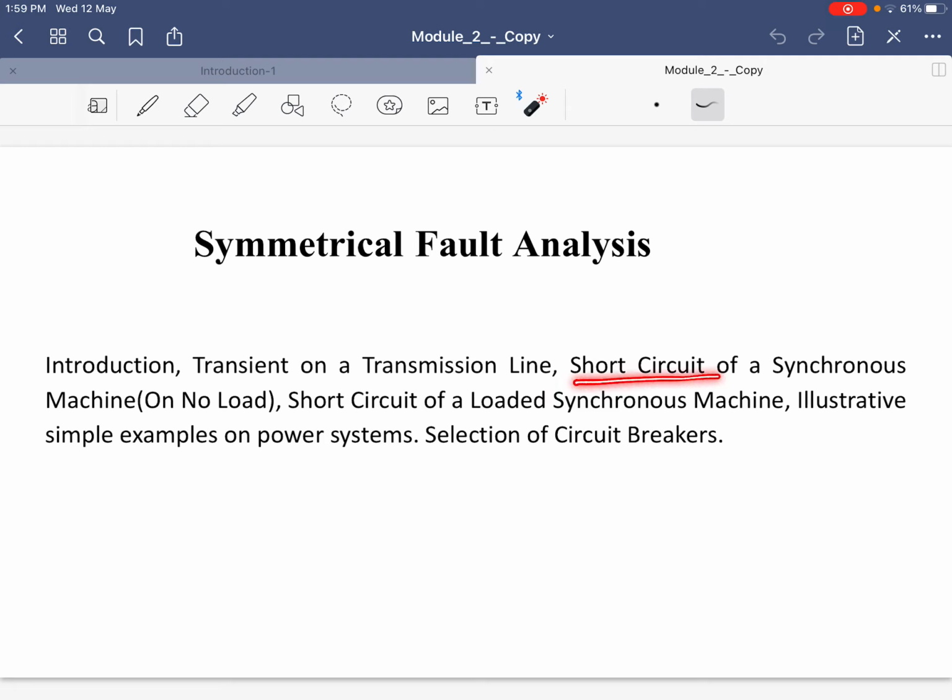And you have to study short circuit of a synchronous machine under no load as well as the load condition. What happens when there is a short circuit on an unloaded synchronous generator and a loaded synchronous generator, and some numericals on the power system in which a three-phase fault occurs, and based on the different parameters, how you have to select the circuit breaker rating that we are studying at the end of the module.